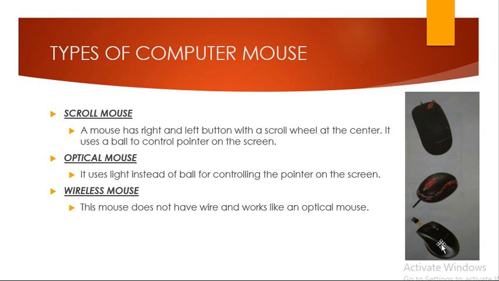These are the pictures of these three types of mouses. This is a scroll mouse, this one is an optical mouse, and the last one is a wireless mouse. So let's study about them.